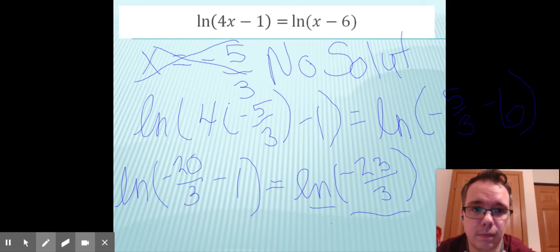All right. So that's all I have for you today on solving simple log problems. You just have to drop the log, solve for x, and check your answer. If you get a log of a negative number, that answer won't work.